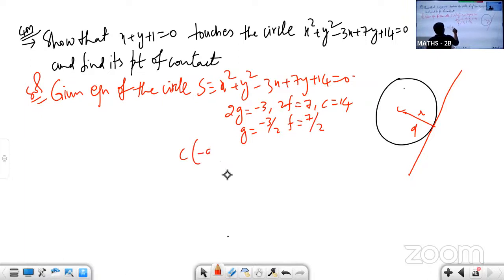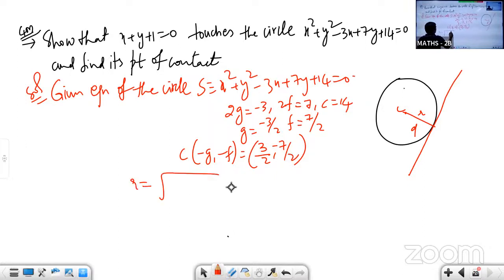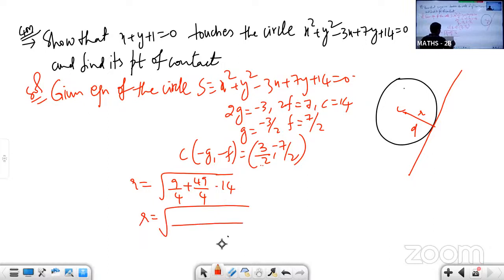Then center is minus g, minus f. It becomes plus 3 by 2, minus 7 by 2. We got the center. Now what is the radius? Radius also you have to find first. That is under root of g square 9 by 4 plus f square 49 by 4 minus 14. R equal to, take LCM, 4 is your LCM here. 9 plus 49 minus 14 times 4, which is 56. Okay. So that will give you what?